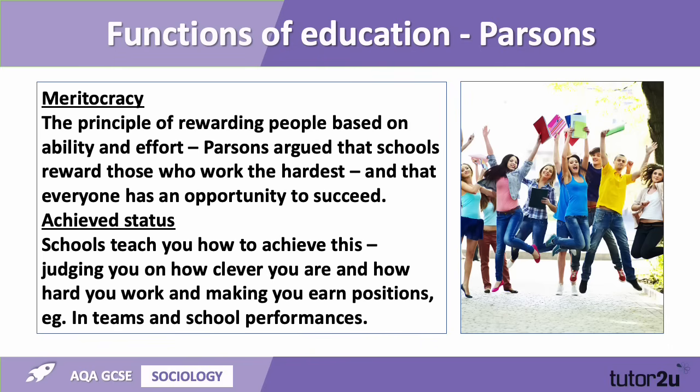Parsons argued that schools are important for meritocracy and for achieving status. Meritocracy is the principle of rewarding people based on ability and effort, and Parsons argued that schools reward those who work the hardest and that everyone has the opportunity to succeed. Achieved status is all about the idea of status that you earn, and he says that schools teach you how to achieve this, judging on how clever you are and how hard you work and making you earn positions, for example in teams and school performances, as opposed to ascribed status that you're born into.